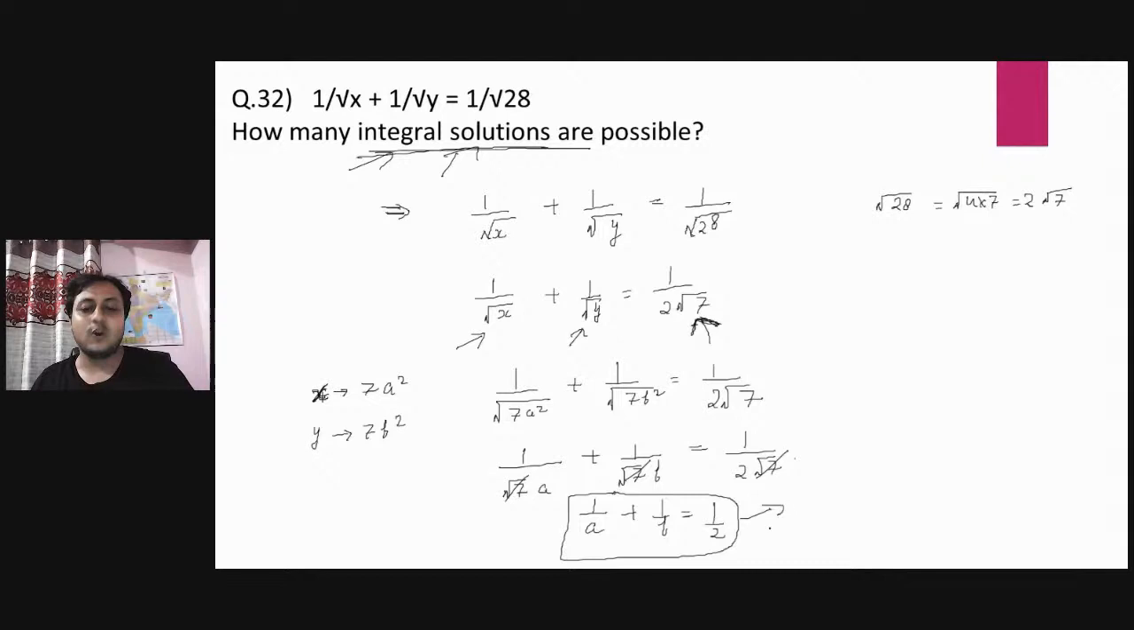Guys, I've already discussed two questions based on this type. You have to find the integral solution. Just apply this 2k minus 1. You will get the answer easily, right?